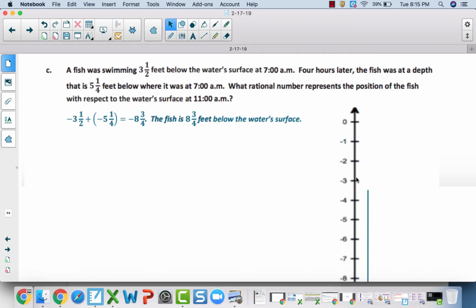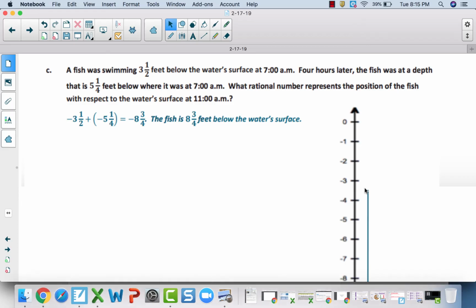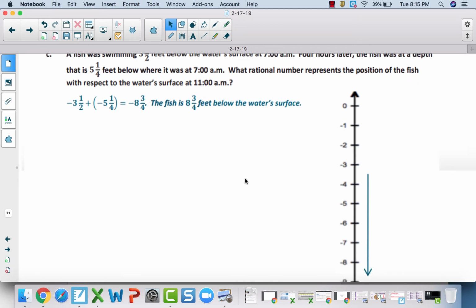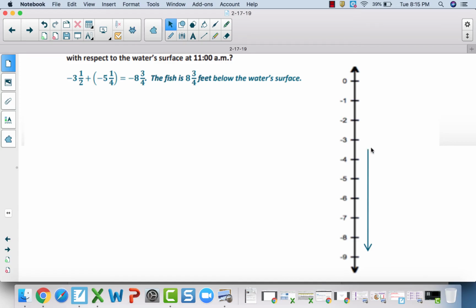So basically, this fish is at -3 1/2, and then went even further down by -5 1/4. So you have to add that negative onto the negative rational number that already exists. So our answer here is -8 3/4. And you can see my number line here. I'm starting at -3 1/2 with the one vector approach. Keep that in mind. If we had 2 vectors, you would start at 0. And we went down -5 1/4, and I end up at -8 3/4. So the fish is 8 3/4 feet below the water surface, below sea level here at 0.